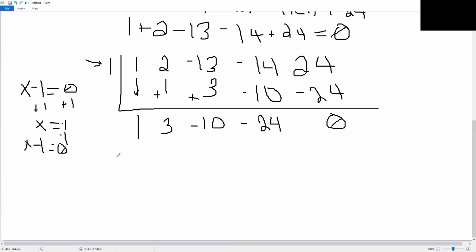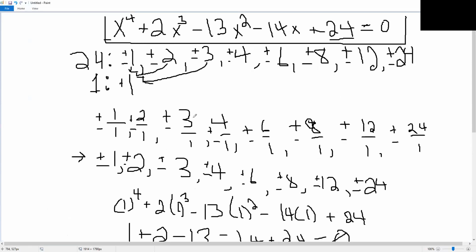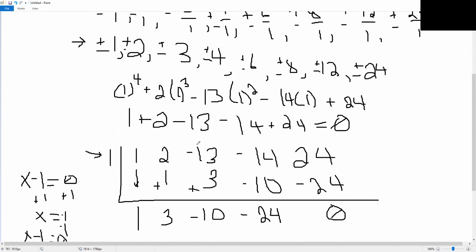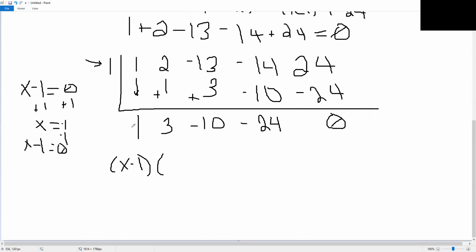Okay, so now we can say x minus 1. And this started with x to the 4th, so I'm going to start with x to the 3rd and write in my coefficient, which is just 1, plus 3x squared minus 10x minus 24. Okay.